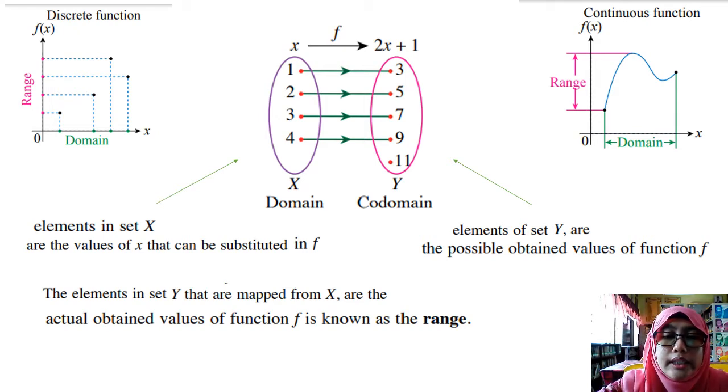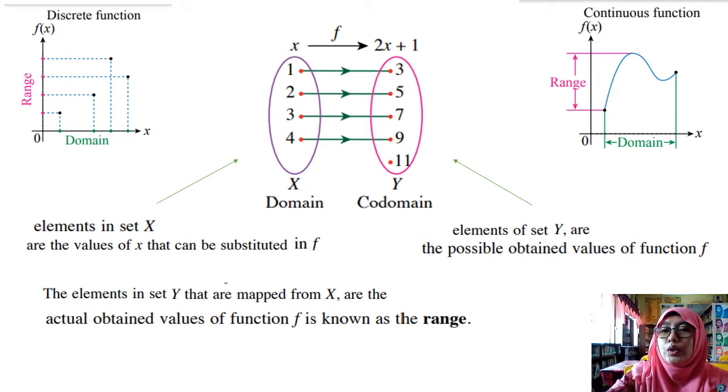But what is actually range? Range is the elements in set Y that are mapped from X. Maksudnya yang dipetakan daripada X. Yang X ni pergi dekat Y itulah adalah range. Macam ini, 9 is range, 7 is range, 5 is range, 3 is range, but 11 is not a range, because 11 is not mapped from X.